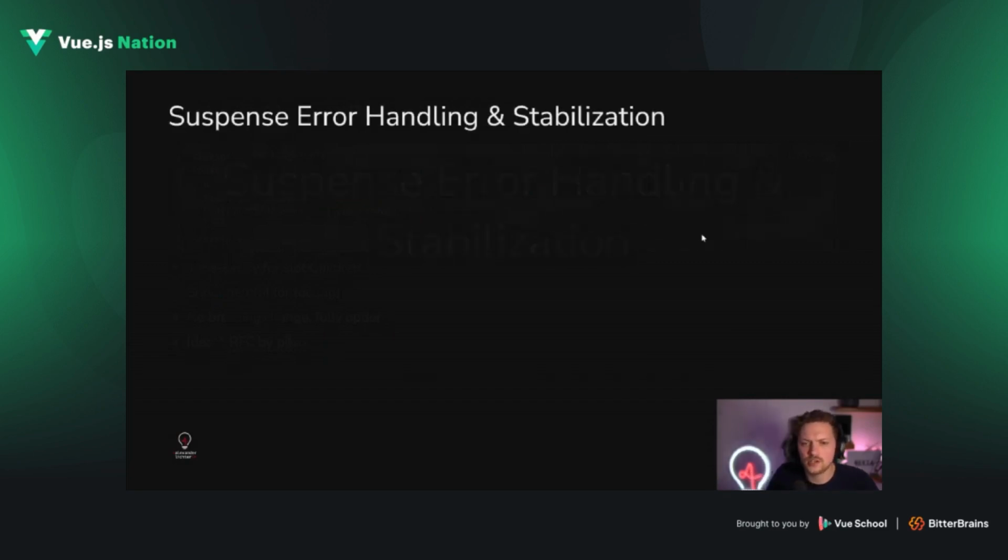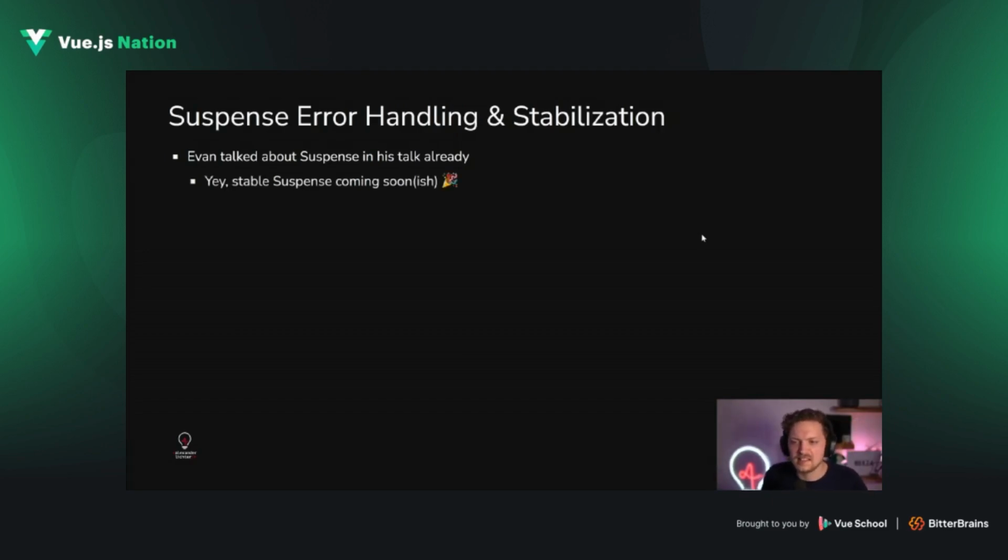And then, well, Suspense. Suspense is amazing. We already know. Great. Evan talked about that in his talk. 3.6 will have stable Suspense. Finally, yeah, I know we waited a lot for that. We all don't want to see that warning anymore. Very aware of that. So that's great. But here are a few things that might be great to have or to include.